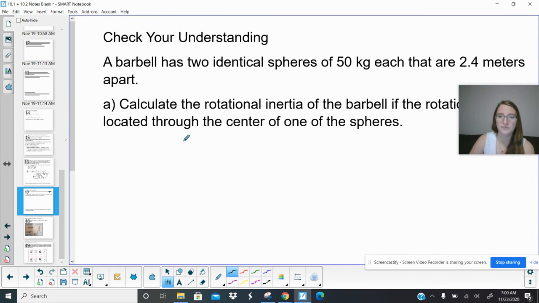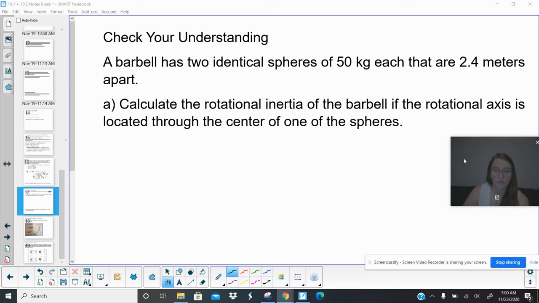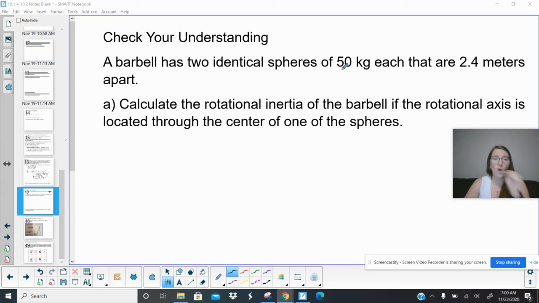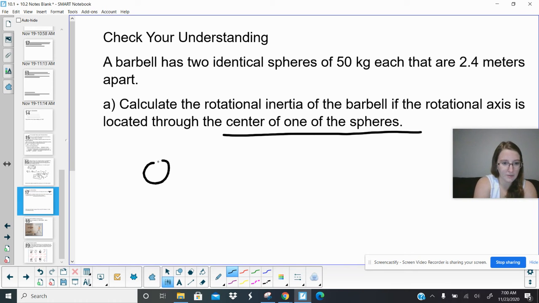So let's go ahead and try it one more time. This is the same situation. Almost the same. We have made the barbell longer. So we have still 50 kilograms each, but now it's 2.4 meters. This is a really long barbell. So we are going to now calculate the rotational inertia of the barbell if the axis has moved. The axis is located through the center of one of the spheres. So if I draw my picture here, here is my axis of rotation.